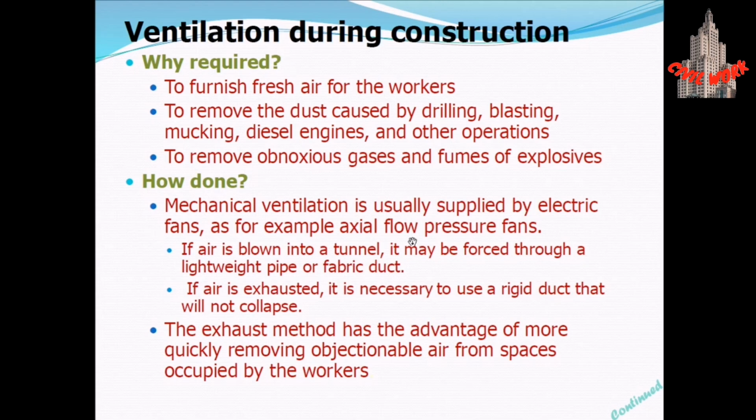How can we do ventilation? Mechanical ventilation is usually supplied by electric fans, as for example axial flow pressure fans. If air is blown into a tunnel, it may be forced through a lightweight pipe or fabric duct. If air is exhausted, it is necessary to use a rigid duct that will not collapse. The exhaust method has the advantage of more quickly removing objectionable air from spaces occupied by the workers.